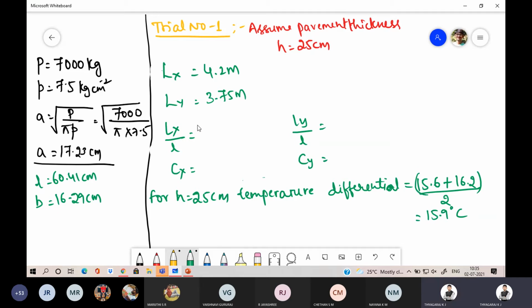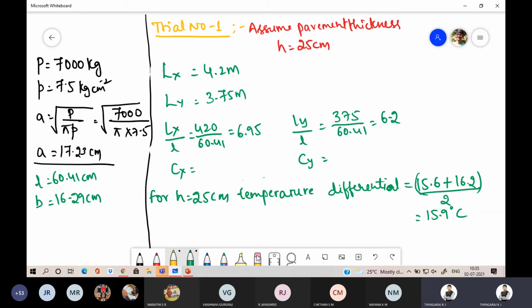Lx, it is 420 divided by 60.41. Ly is 375 divided by 60.41. Which one are you going to get? How much are we going to get? 6.95 and 6.2. Which one are you going to consider now?